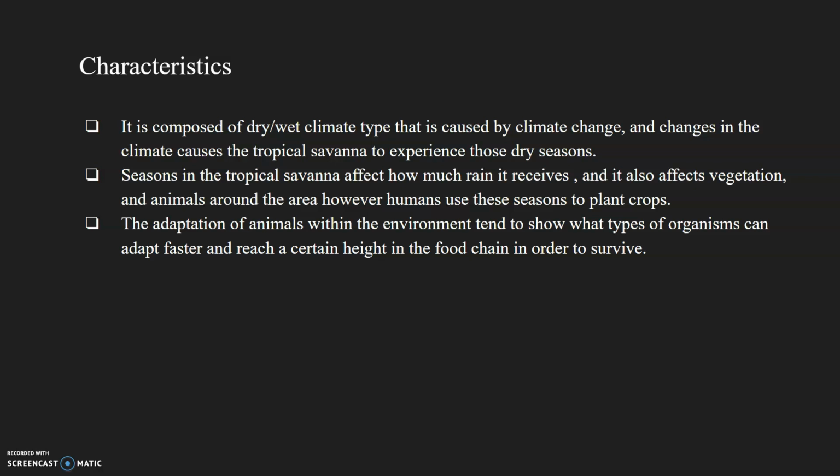The adaptation of animals within the environment tends to show what types of organisms can adapt faster and reach a certain height in the food chain in order to survive. So what this shows of a dry, wet climate type is how much rainfall, such as precipitation, and temperature the tropical savanna receives yearly, and we'll be talking about that further on during the presentation.